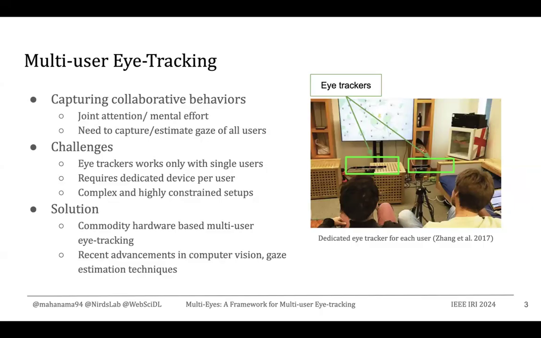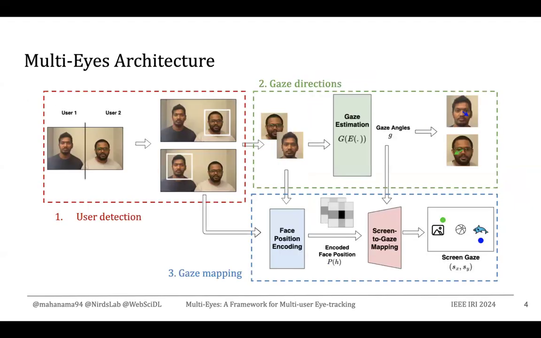That is to use commodity hardware such as a web camera for multi-user eye tracking. Here, the web camera will capture the facial images of the users in the environment and perform the gaze estimation. Considering the recent advancements in computer vision and gaze estimation techniques, this approach provides a promising solution for our challenges. For multi-user eye tracking with commodity hardware, we propose our framework called Multi-Eyes.